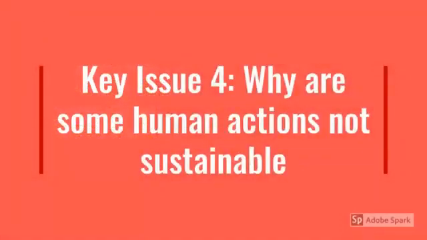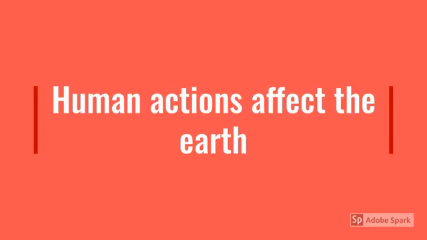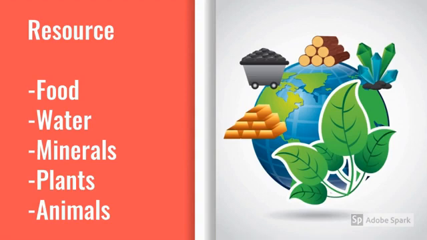Key issue 4. Why are some human actions not sustainable? Human actions can affect the Earth's atmosphere, land, water, vegetation, and other living organisms. This also includes the resources that people use to survive. A resource is a substance in the environment that is useful to people. This includes food, water, minerals, plants, and animals.